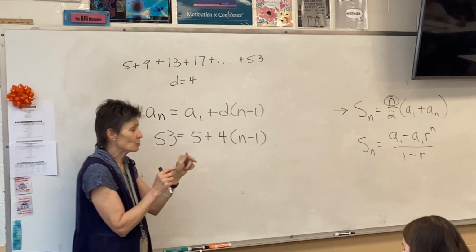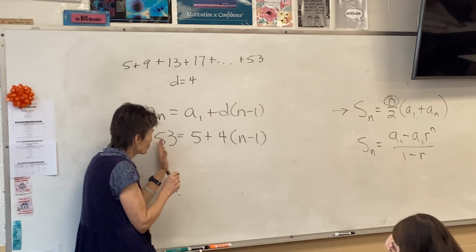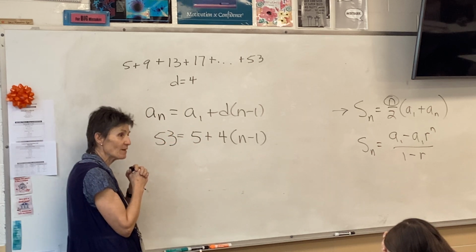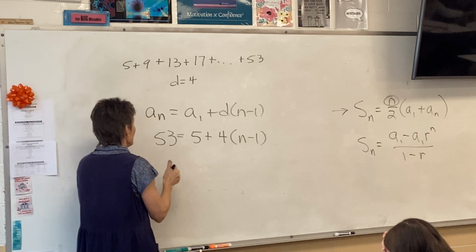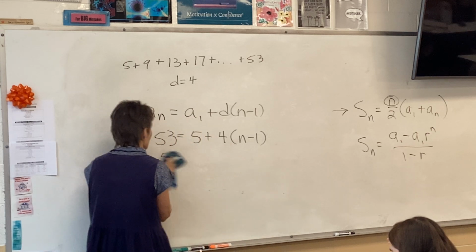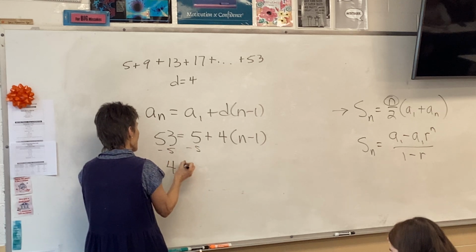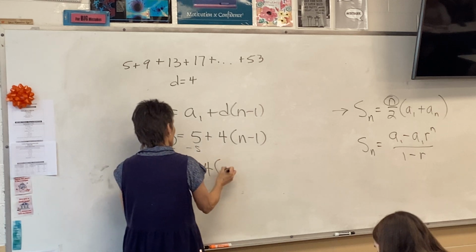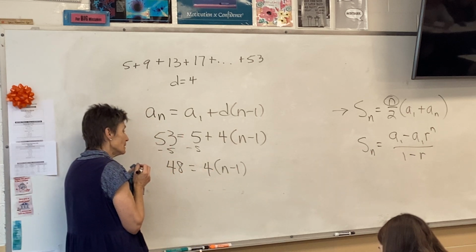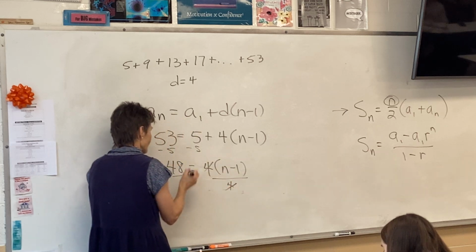So the nth term is 53. Can I solve that equation for n? Yep, and that's what I'm gonna do. That's gonna tell me what n is. So 53, well actually, let's do this. Let's subtract the 5. So 48 equals 4 times n minus 1. Now you can either distribute or you could just divide by 4.